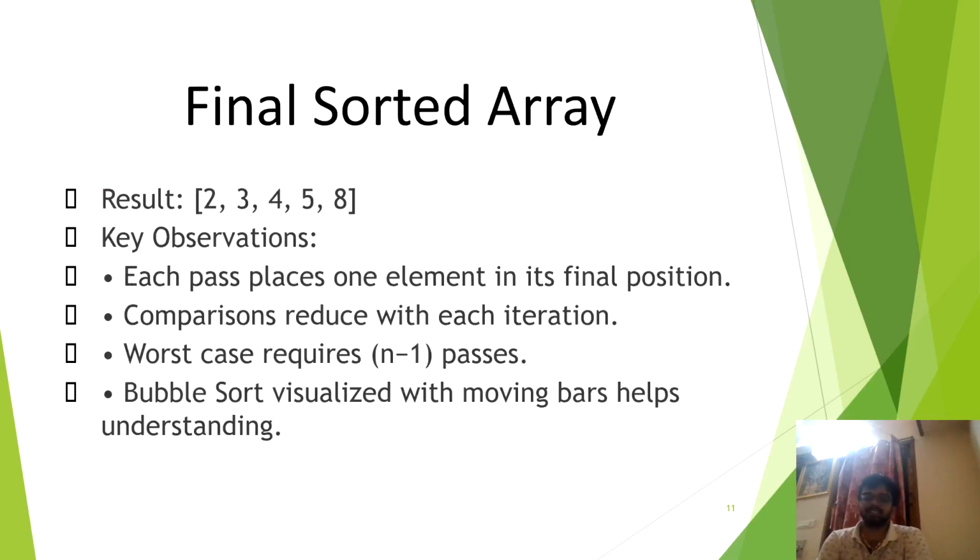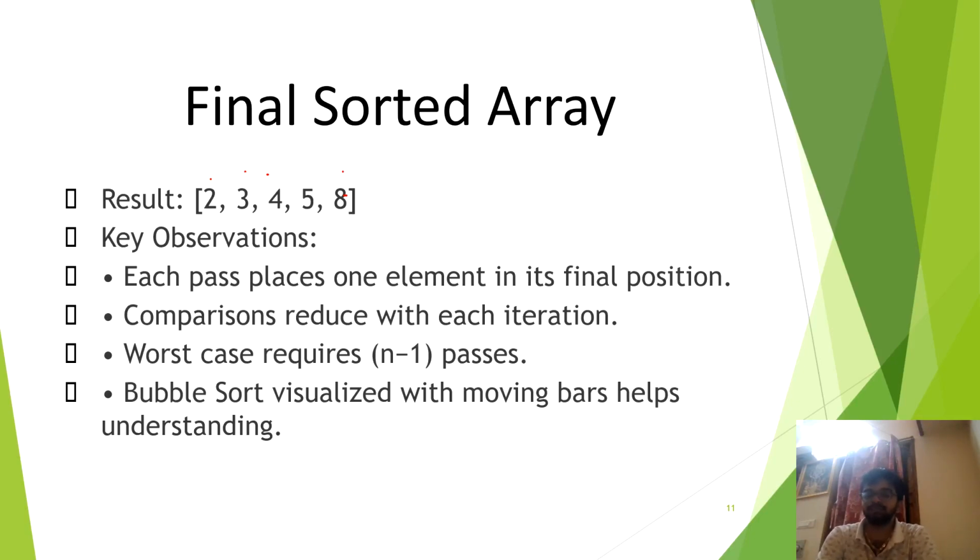Let us see what is there in the slide. As I said before, we got the final sorted array: 2, 3, 4, 5 and 8, which is in a good ascending sorting order. Let us see the key observations. Each pass places one element in its final position. Comparisons reduce with each iteration.